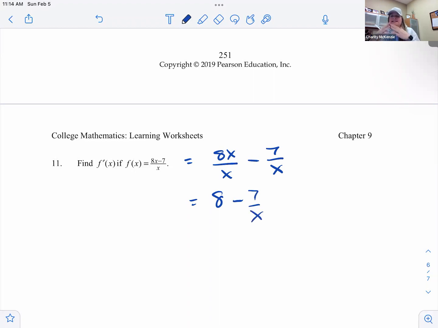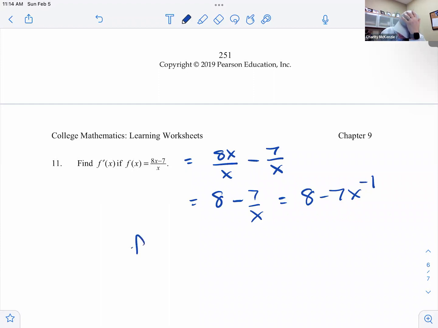How can I rewrite 7 over x so that I can easily take the derivative? Well, I've still got the 8, but it's going to be 7x to the negative 1. Bring that x up and make it a negative exponent. The exponent's 1, so it becomes negative 1. So if you have division, break it up under every single term, or you can't do it, until we have the quotient rule, which again, is next chapter.